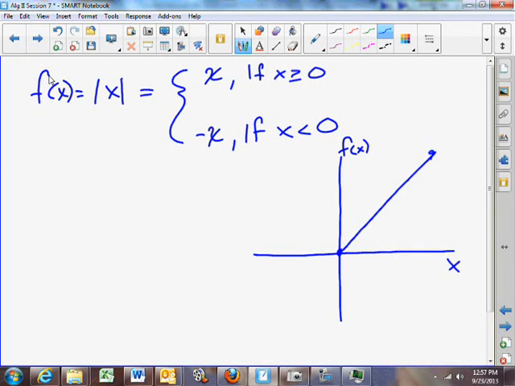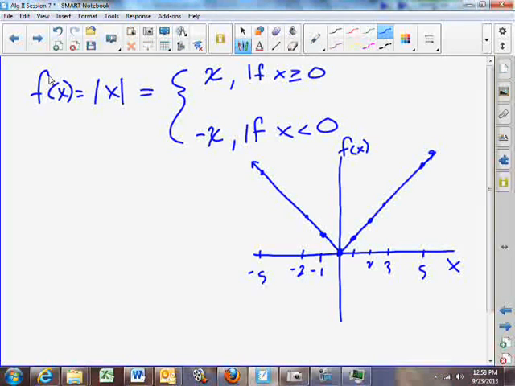But whenever the number is less than 0, we would take the opposite of it and we would get something like this. So notice the absolute value of 1 is 1, the absolute value of 2 is 2, the absolute value of 3 is 3, the absolute value of 5 is 5. That makes sense. The absolute value of 0 is 0, so we get the point 0, 0. The absolute value of negative 1 is 1. The absolute value of negative 2 is 2. The absolute value of negative 5 is 5. So notice that this side of it makes sense also.